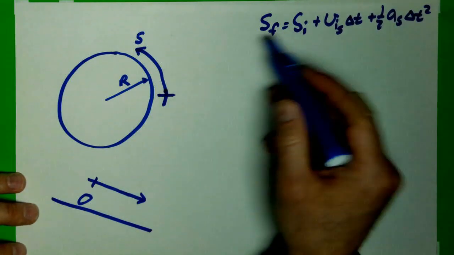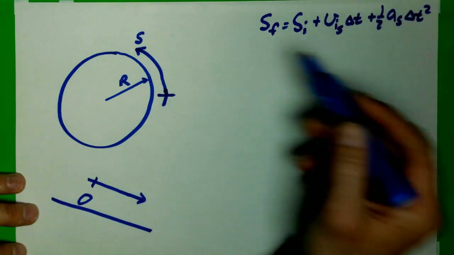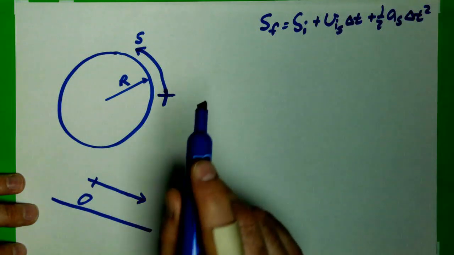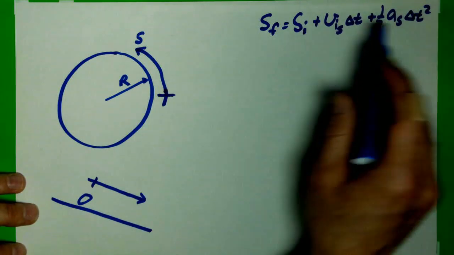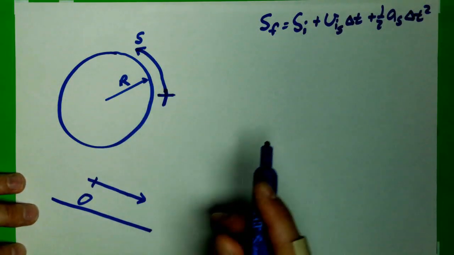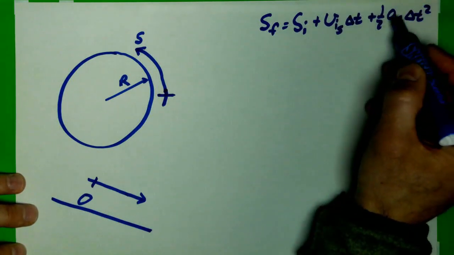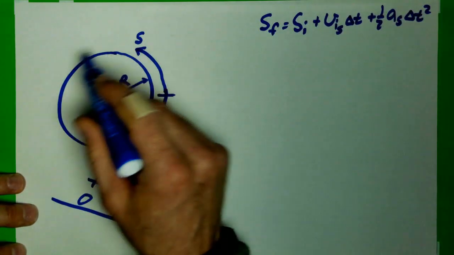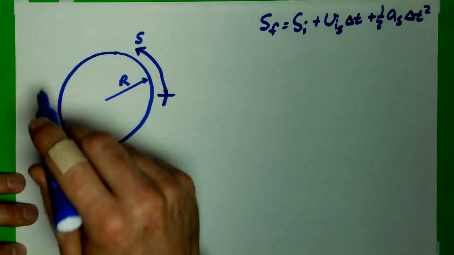But if I have these, I could solve for a final position, or I could find a final speed or something like that at some time. So I can use these just as I would a one-dimensional problem. I just need to know what that acceleration is along that arc, or along that curve.